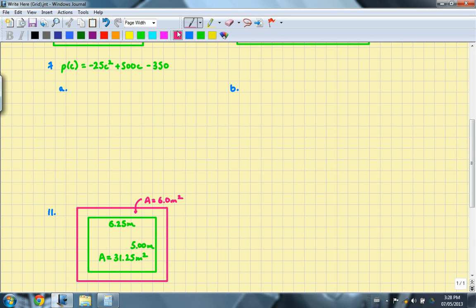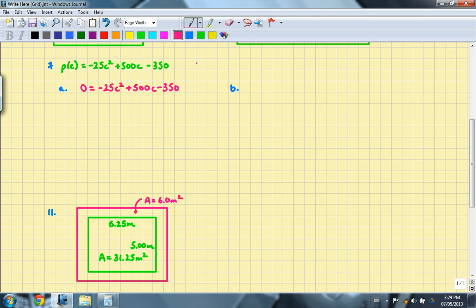So this question is about a student council holding a raffle to raise money for a charity fund. The profit function for the raffle is given to us, and so we're looking for the ticket price that will result in the student council breaking even on the raffle. So for them to break even, they need 0 profit. So here's 0 profit, and we're going to try to find out the cost of the ticket. So you can see that this is going to be another application of the quadratic formula.